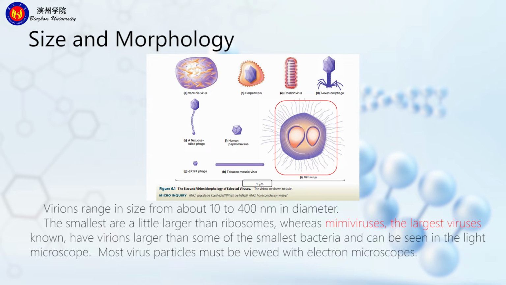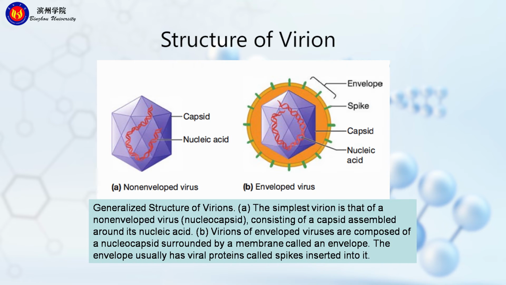On the right, it is an enveloped virus. It is composed of a nucleocapsid surrounded by a membrane called an envelope. The envelope usually has viral proteins called spikes inserted into it. This is the structure of virions.